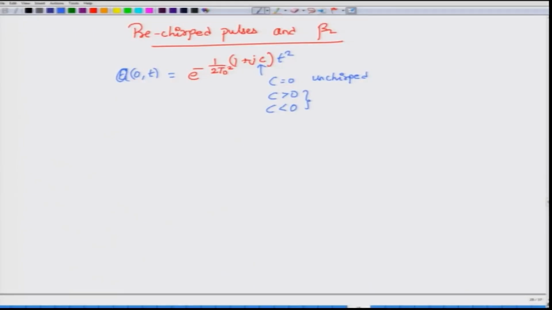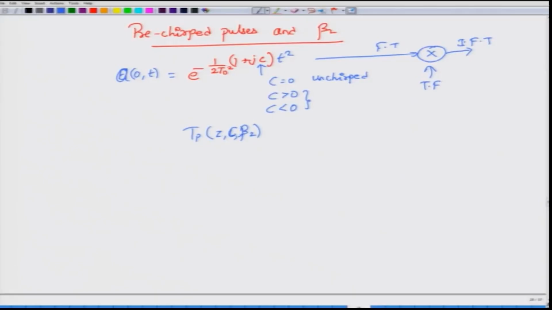The mathematical details are essentially the same. You have to take the Fourier transform of this, multiply the Fourier transform with the transfer function, and then take the inverse Fourier transform. This is tedious, but the basic result of solving the propagation equation is that the pulse width Tp now depends, in addition to z, also on the chirp parameter c and beta 2. Of course, the dependence on z and beta 2 we already knew.